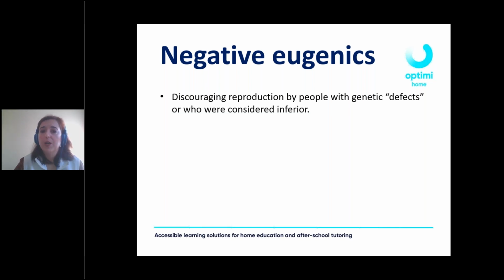Now, how were they going to stop these genes? By asking people not to reproduce anymore, not to have children anymore.